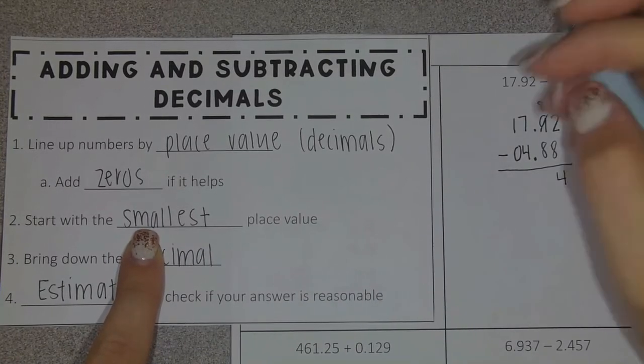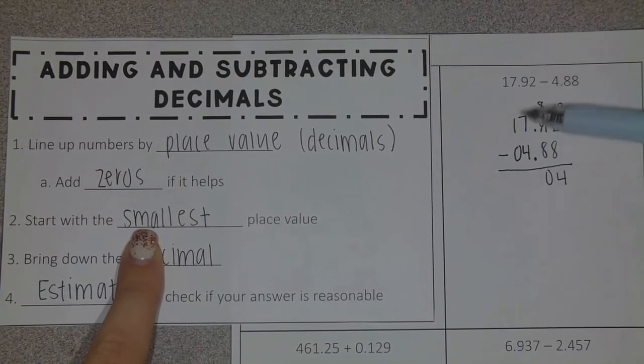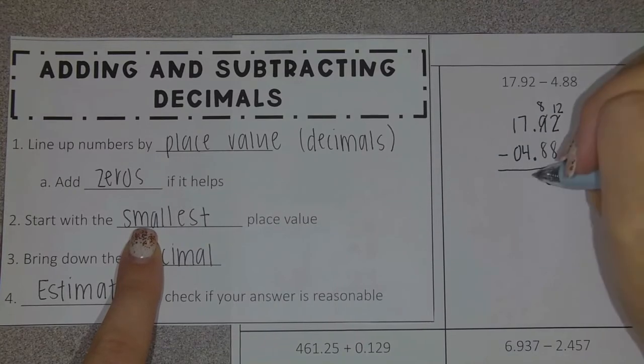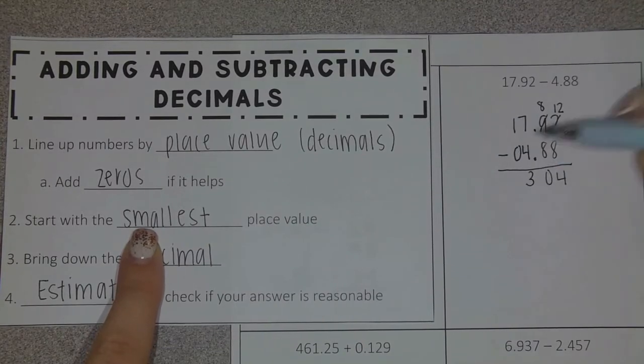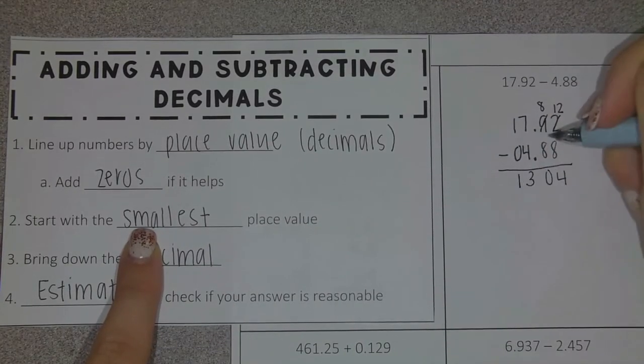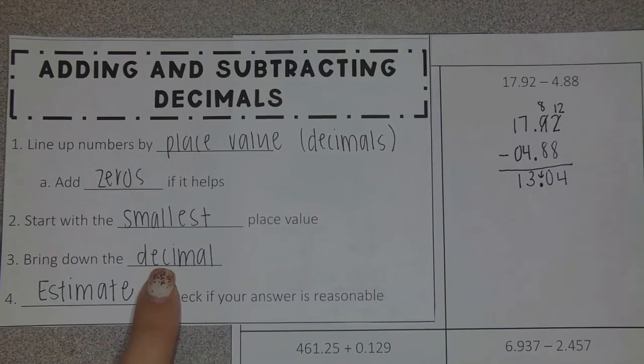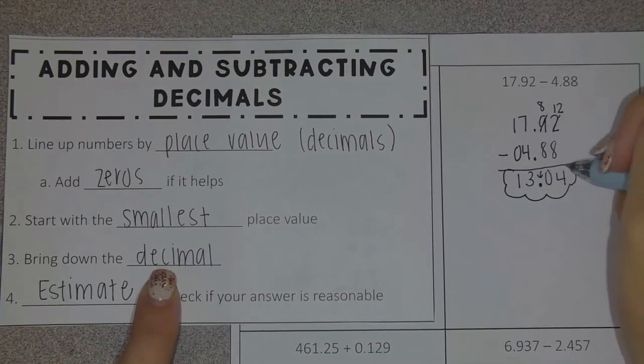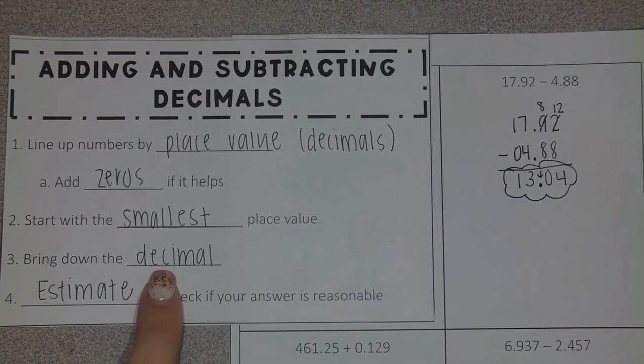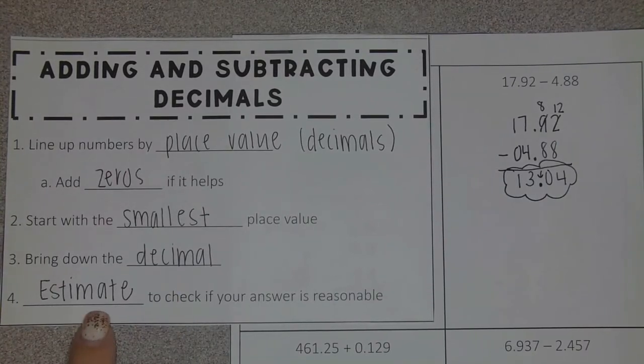Then I can do 8 minus 8, which gives me 0. 7 minus 4, which gives me 3. And 1 minus 0, which gives me 1. Next step is to bring down that decimal. So I get an exact answer of 13 and 4 hundredths. But let's estimate to check if our answer is reasonable.